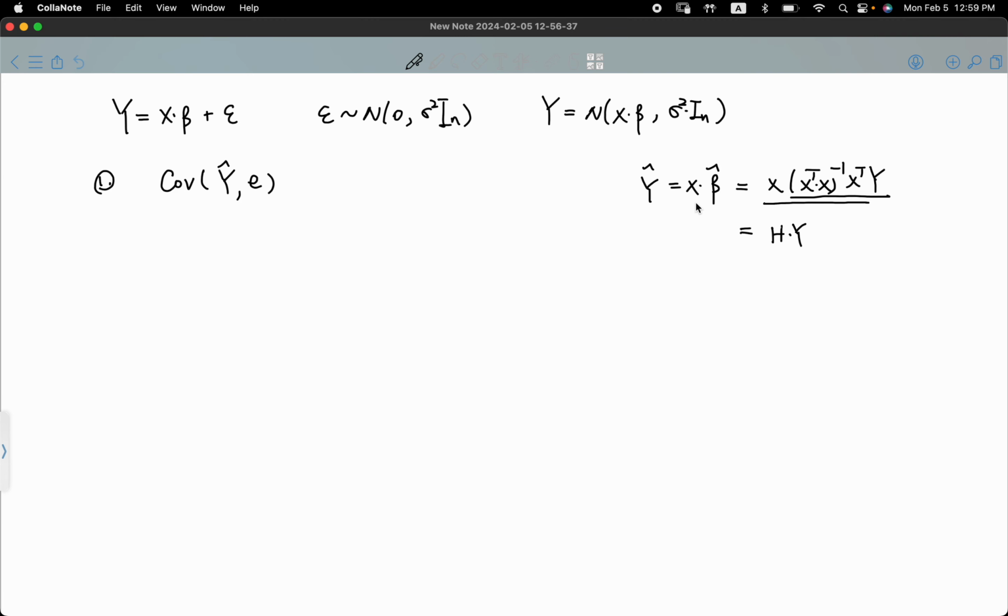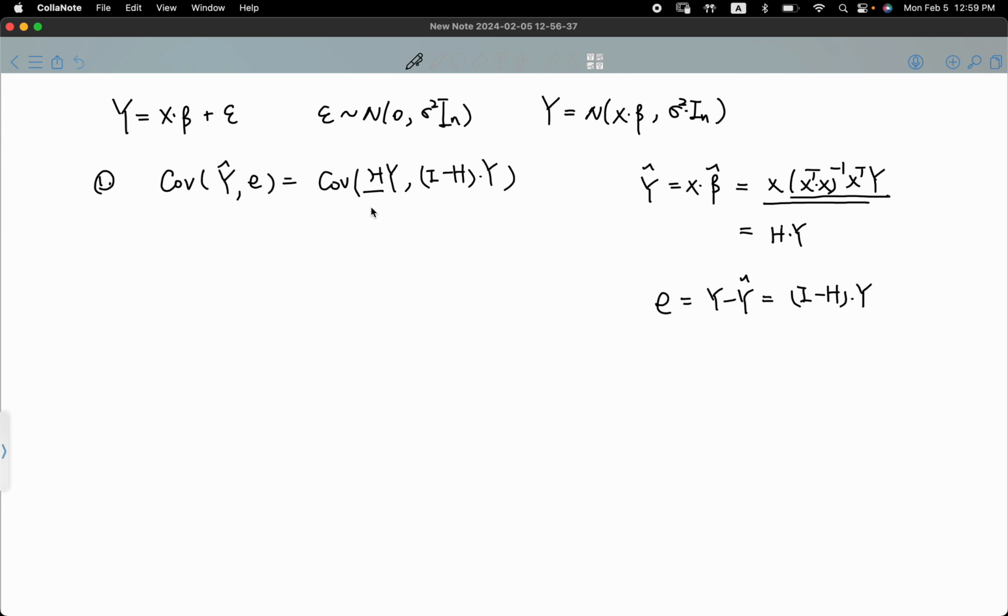Just adding a hat refers to the predicted y values coming from our estimated coefficient multiplied by the data. And similarly, the residual is y minus y hat. This is just identity minus h multiplied by y. All of these details can be found in the previous discussion. Now let's write the things that we define here: h multiplied by y, and I minus h multiplied by y.